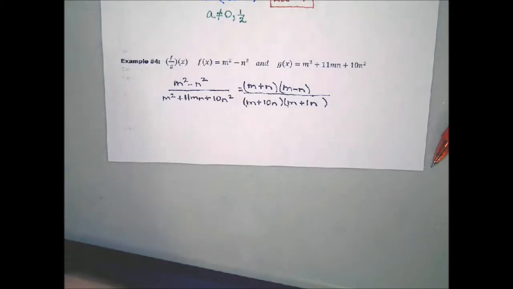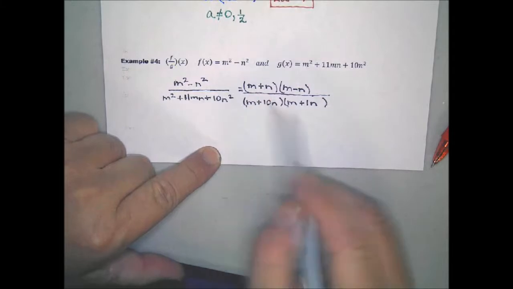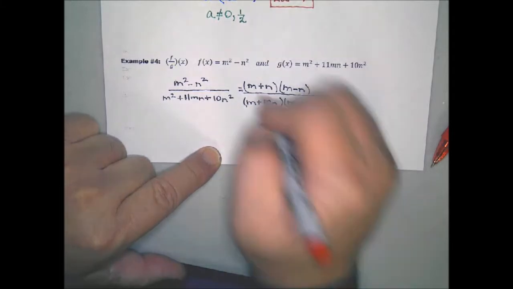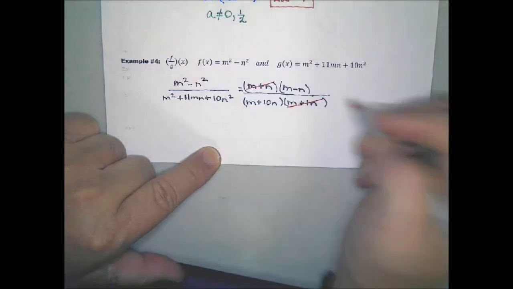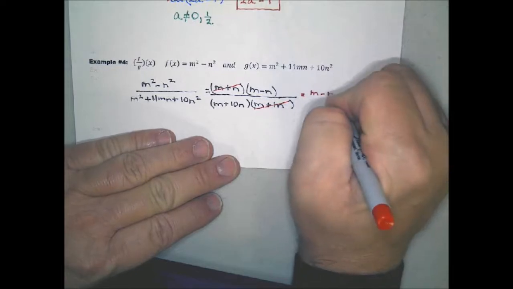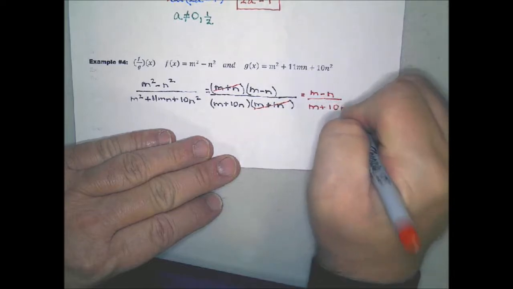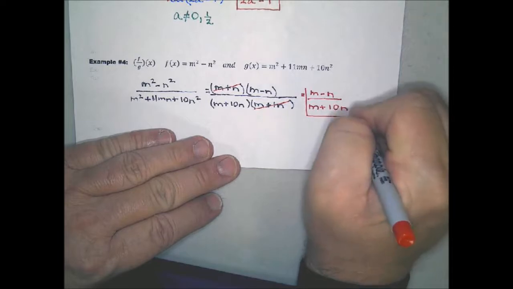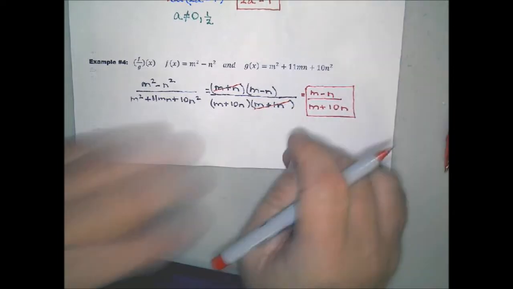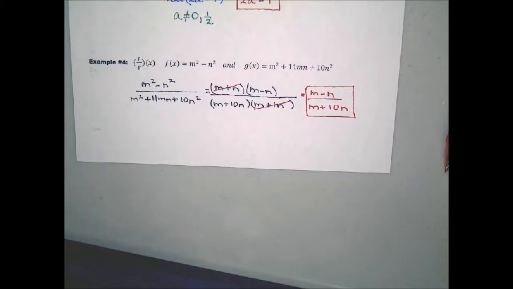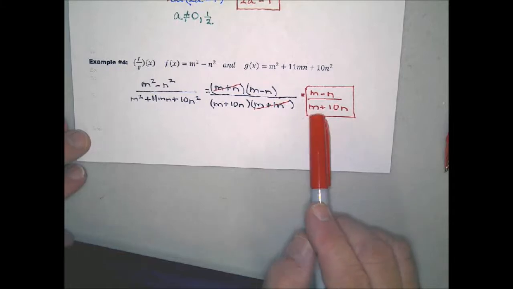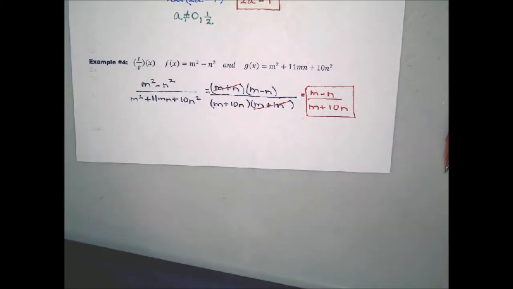Now start reducing. This m plus n is the same thing as m plus 1n. So they reduce. And really, that's all we've got. M minus n over m plus 10n. And on this particular problem, don't worry about the restricted values. Because if we would, we'd have to actually concern ourselves with what m cannot be and also what n cannot be. So we're not going to worry ourselves with both of those variables.